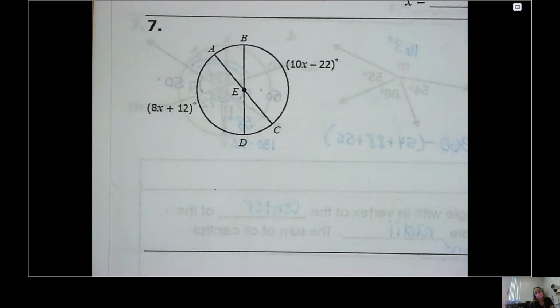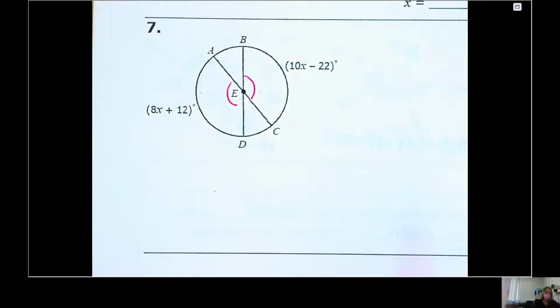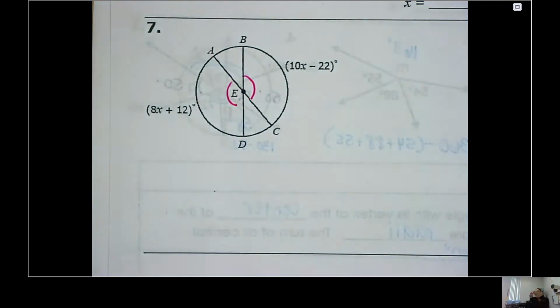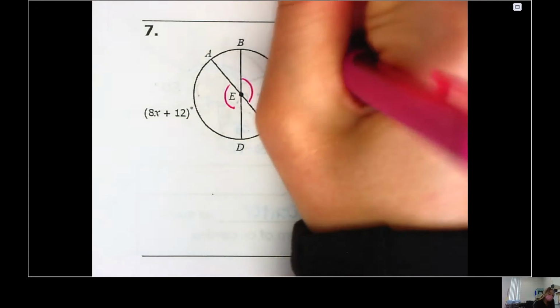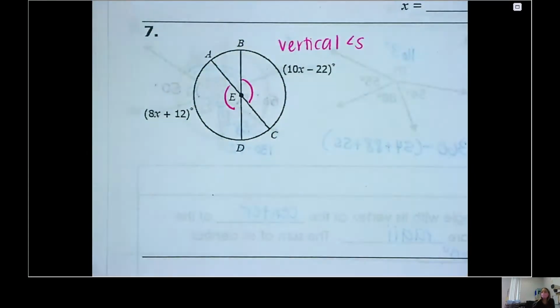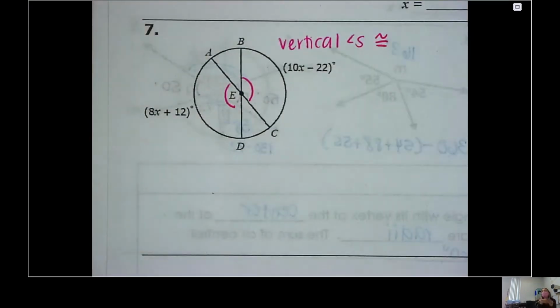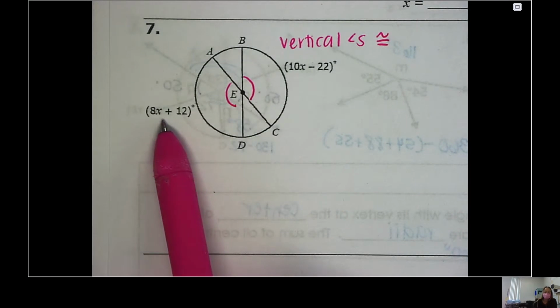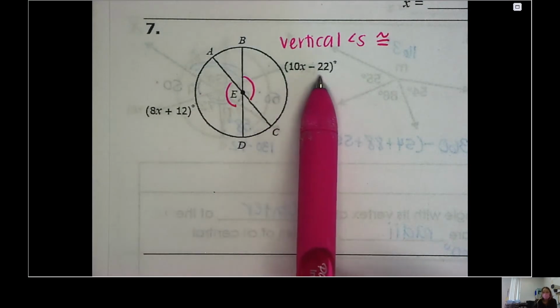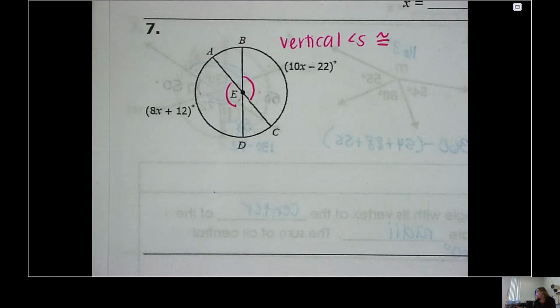What do you notice about their location? They're equal to each other. Why? They're vertical angles. Beautiful. This one right here is the same as this one right here. And look, I gave you the equations. So if they're vertical angles, that means they are what? Congruent. And if 2 things are congruent, what should you do with the equations? You should set them equal because they're exactly the same. So we're going to take this equation and set it equal to this equation, and then we're going to do some algebra. That's all we're going to do.